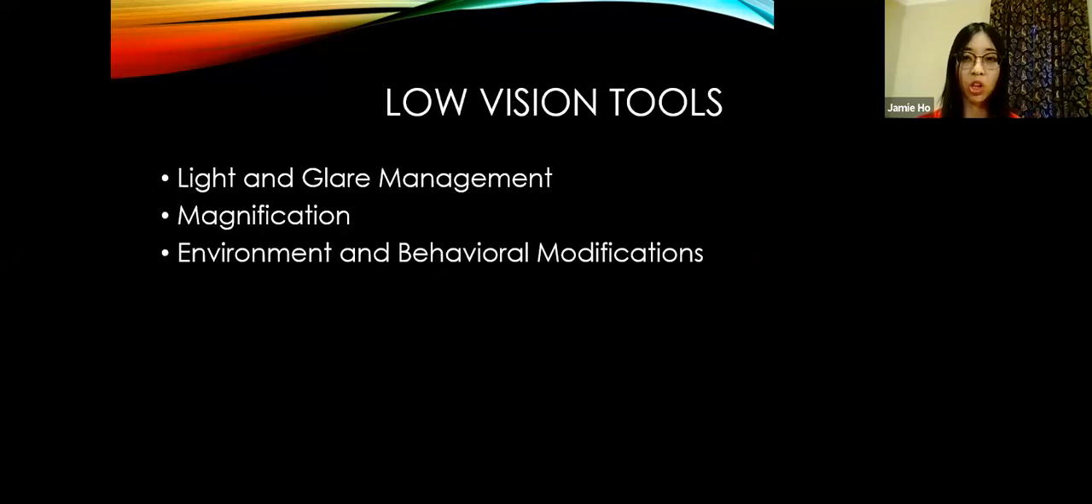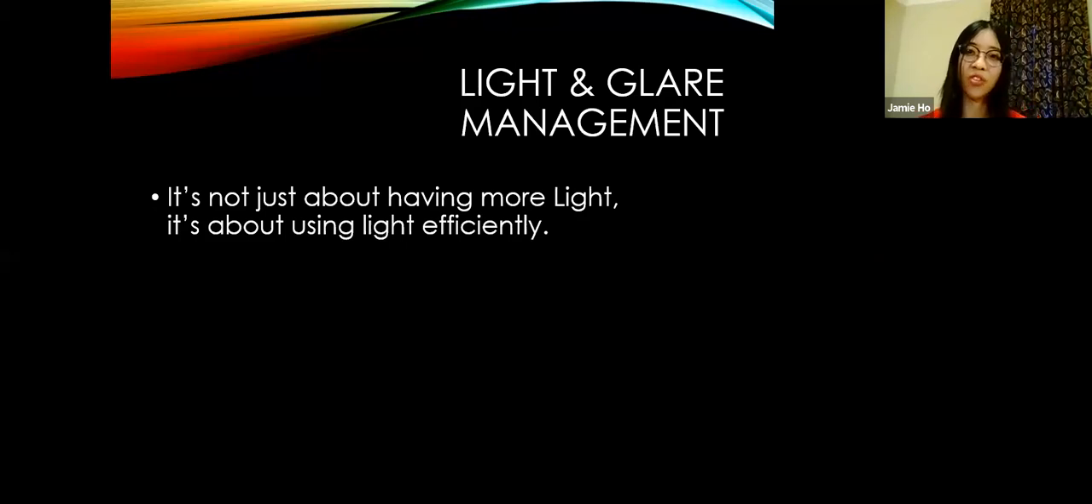So for low vision tools, we're starting the last part. I'm going to classify it into three different categories: light and glare management, magnification, and environment and behavior modifications. For light and glare management, it's not just about having more light. I just talked to you about bringing that headlamp over when you're using the near acuity chart, and sometimes that's not a good thing.